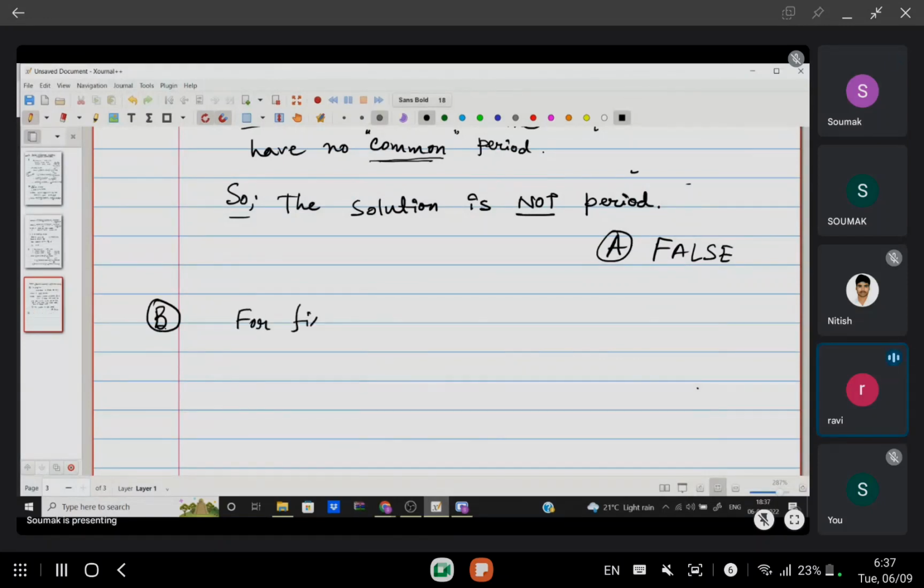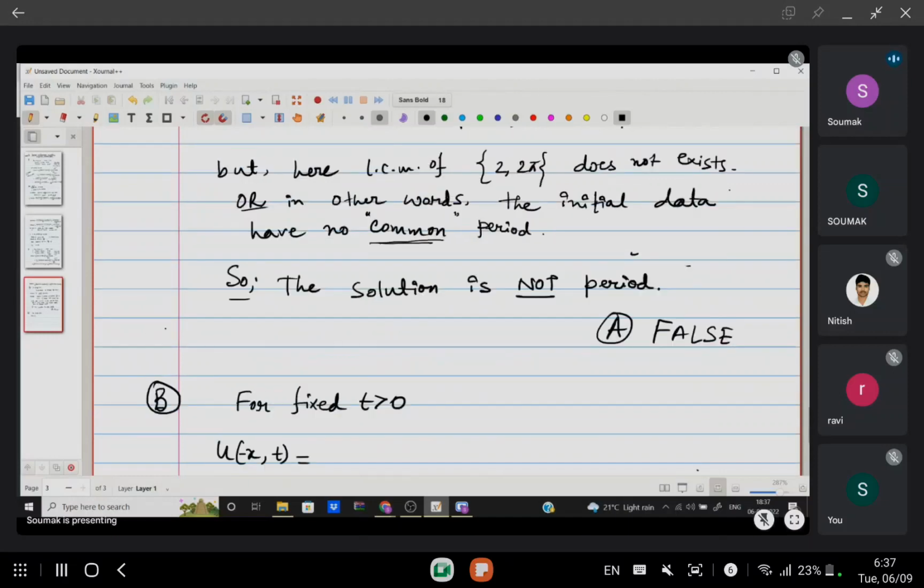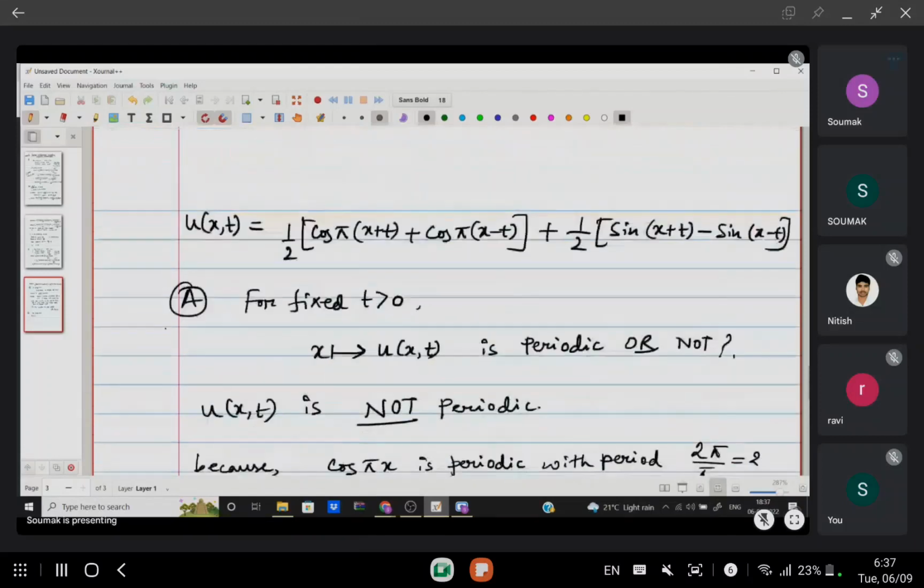Yes, sir. f(x) equals f(-x). So here t is fixed, so I have to check whether u(x,t) is even or odd. So u(-x,t), I will write, if it is the same as u(x,t), then u is even, otherwise not. So I already found u(x,t). I will show you. u(x,t) is this relation.